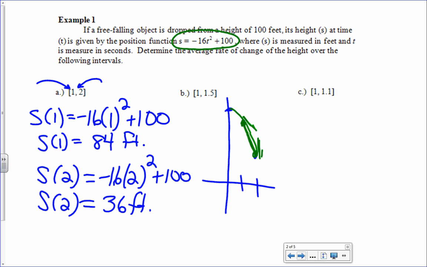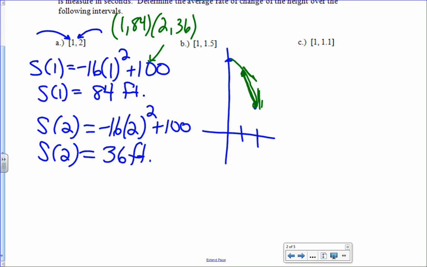Well, what are my 2 points? My points are 1, 84 and 2 comma 36. I got those from all this work we did over here. So all I really have to do is find the slope between those 2 points. It doesn't matter which one I call, like if you're doing slope with x1, y1, does it matter how that works? Not really. It depends however you want to go about this. So 84 minus 36 then, and then 1 minus 2. 84 minus 36.